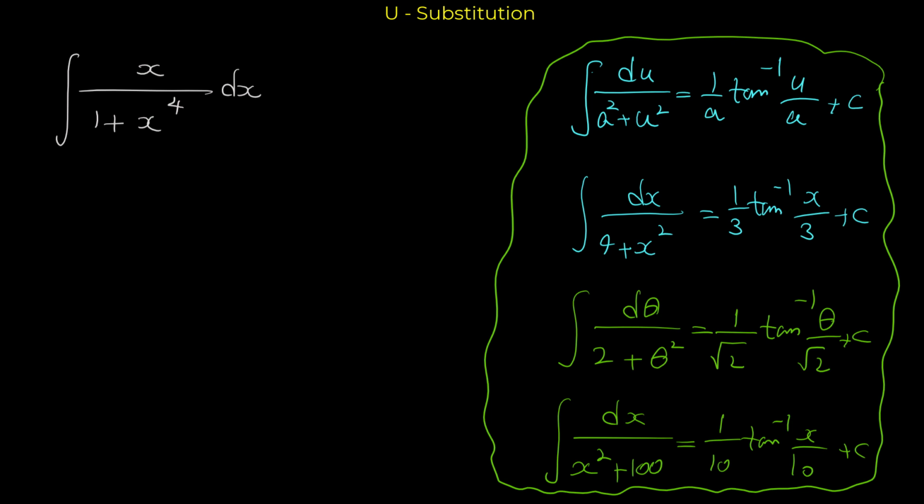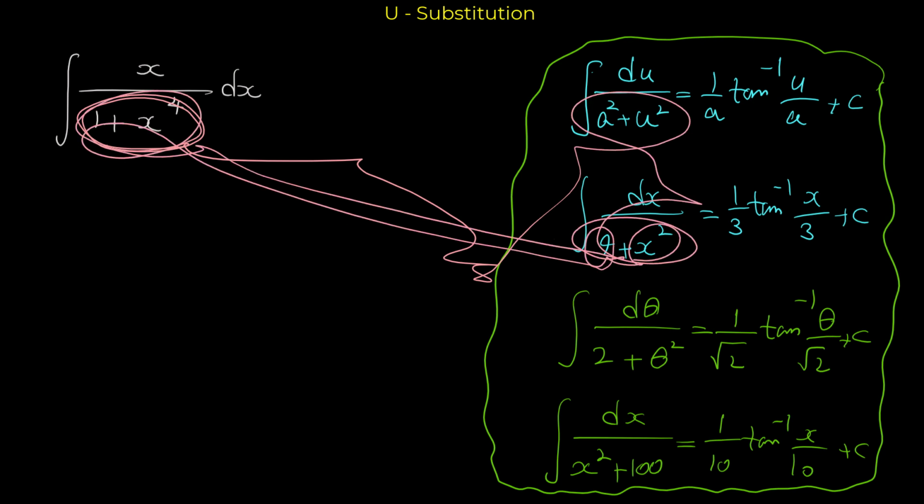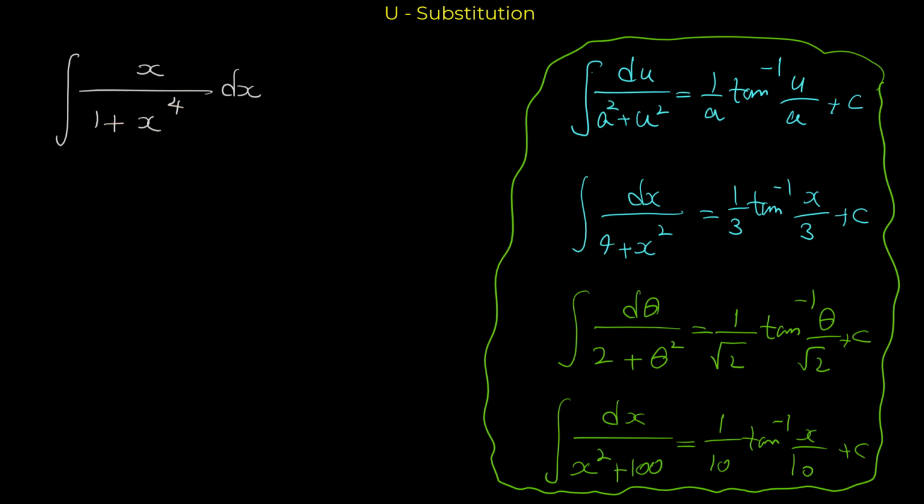But when I look at this example, this expression reminds me of things like this. This is especially like 1 plus x squared, not 9 plus x squared, but 1 plus x squared. But it's x to the 4. So what was the problem, that this cannot be u? Because the derivative of this is not in the numerator.